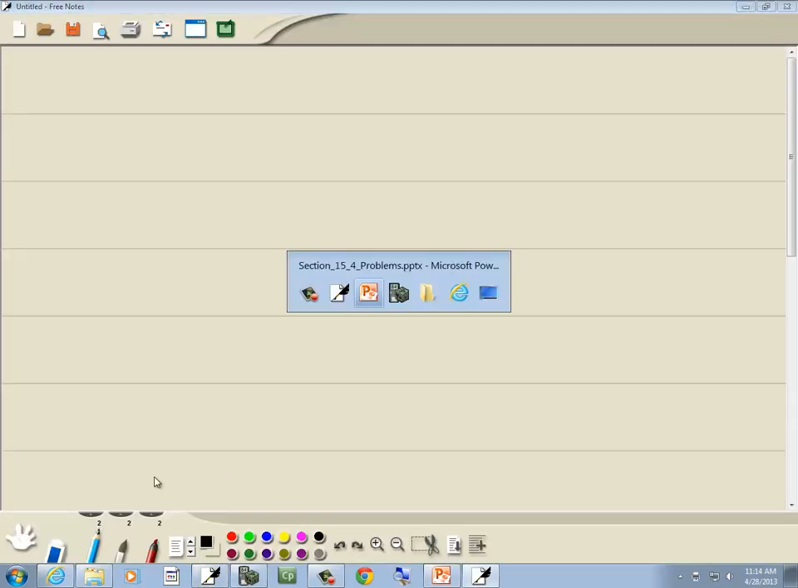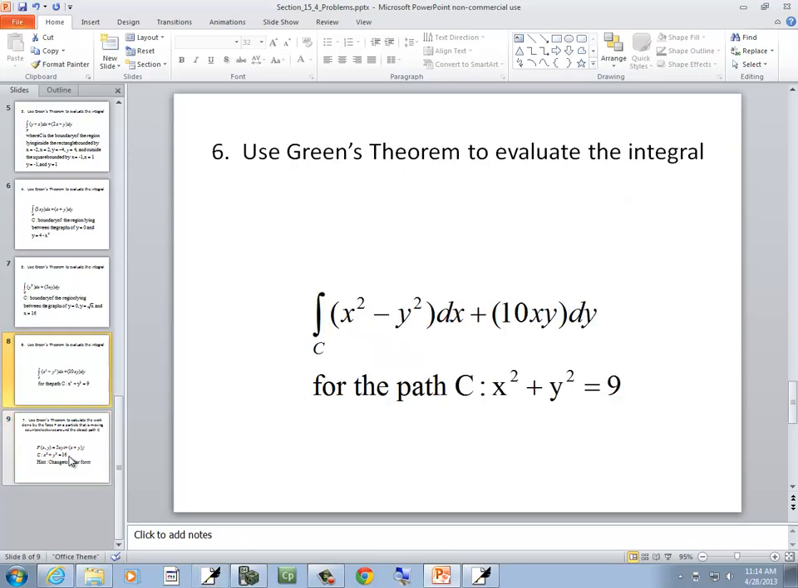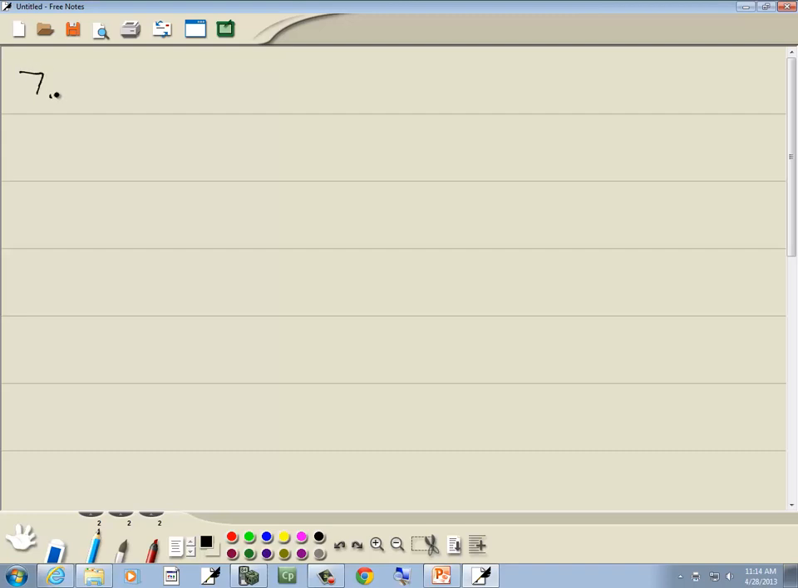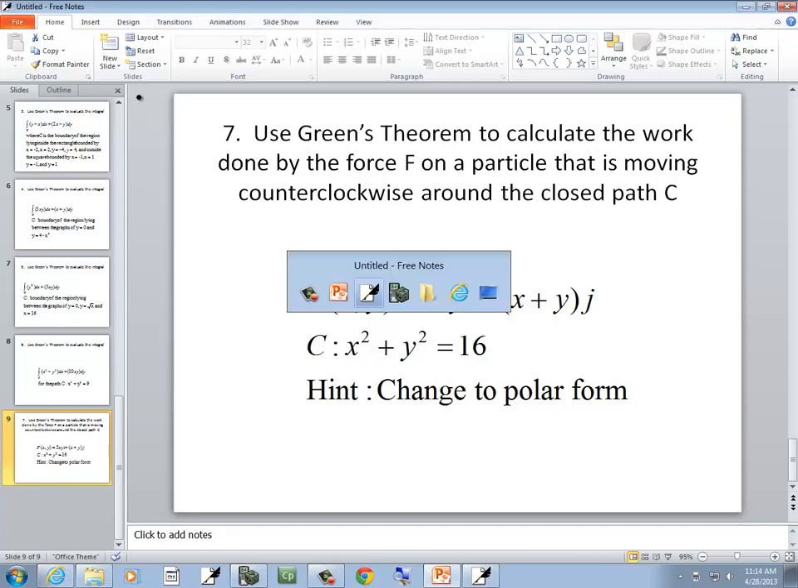And then let's look at our last problem. I think this is our last problem. Yeah, it is. Okay, so use Green's theorem to calculate the work done by the force F on a particle that is moving counterclockwise around the closed path C.